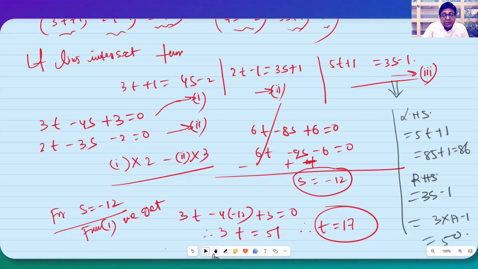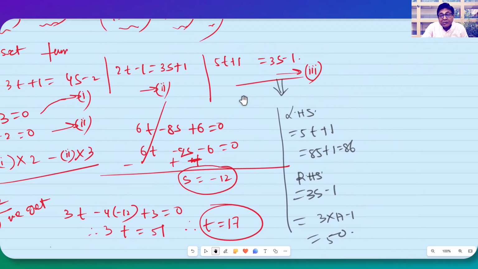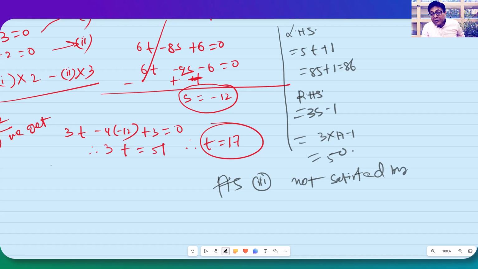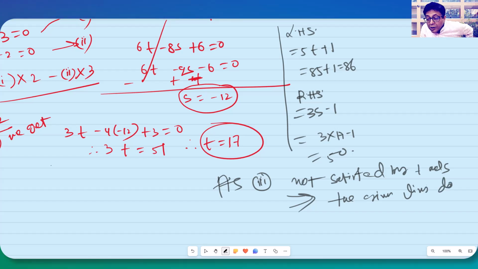Since the third equation is not satisfied, and the third equation means this one, as number 3 is not satisfied by T and S, this will imply that the given lines do not intersect. Am I clear? Very simple.